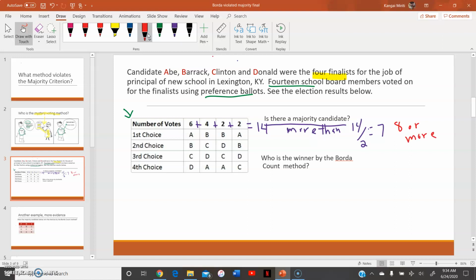So let's look and see if any candidate has the majority. And if we look at A here, they have 6 first place votes here and 2 first place votes here, and 6 plus 2 makes 8, so that's certainly a majority. So there is a majority candidate, and it ends up that A is the majority candidate.